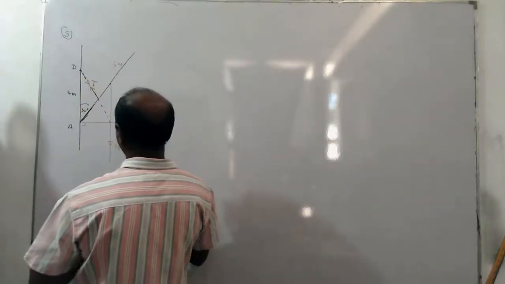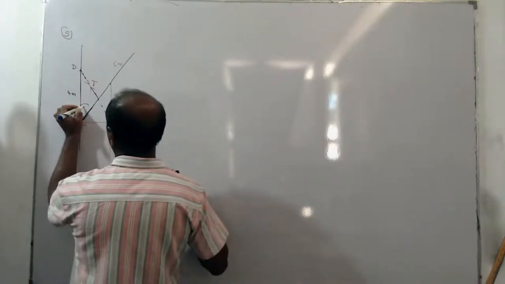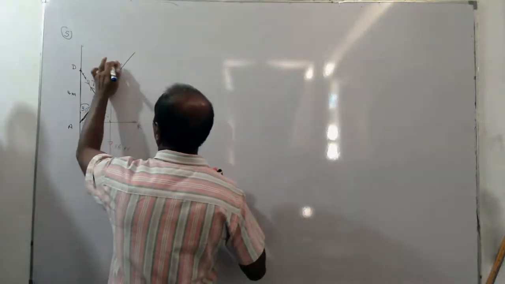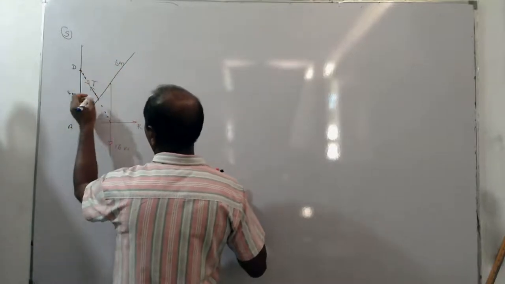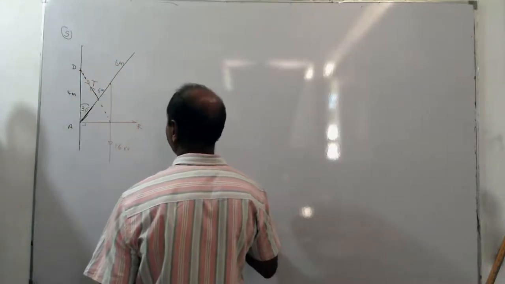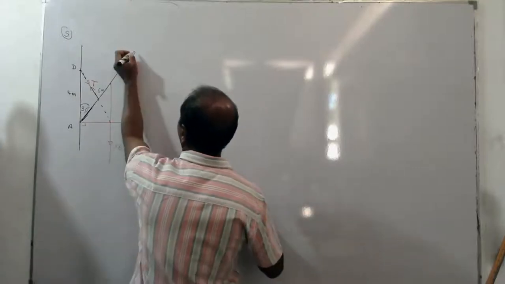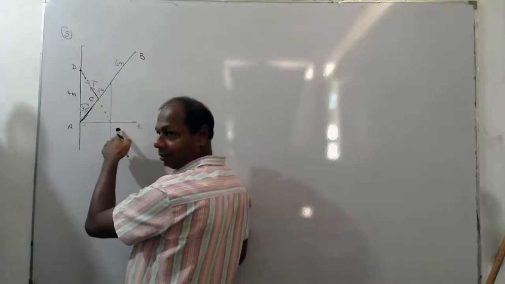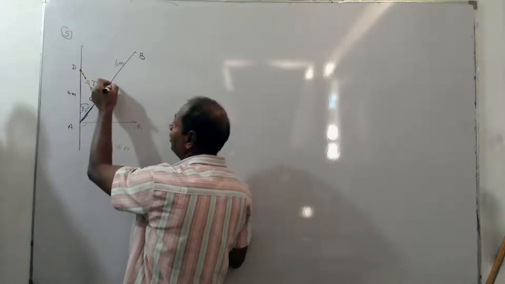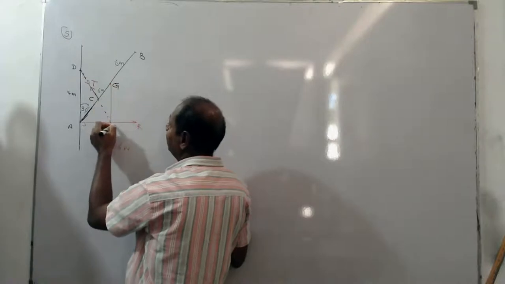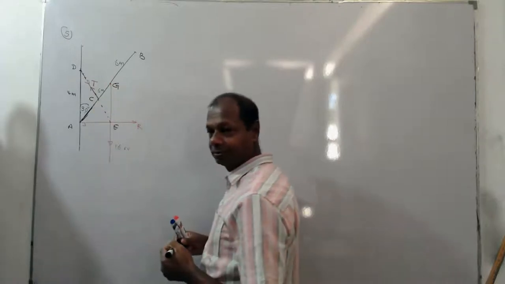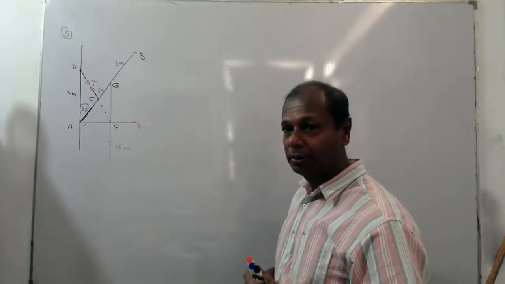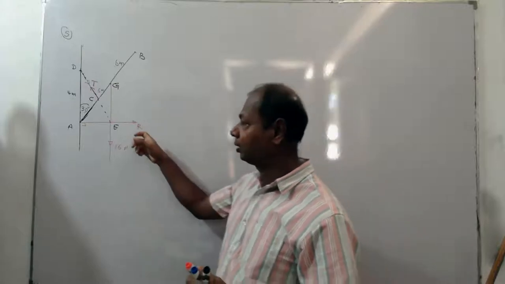So this angle is 30 degrees. Six meters and 6 meters, below also 6 meters. Here is B, and C. Here A, D, the center of mass, and then E. And you have to find the normal contact force and the tension.